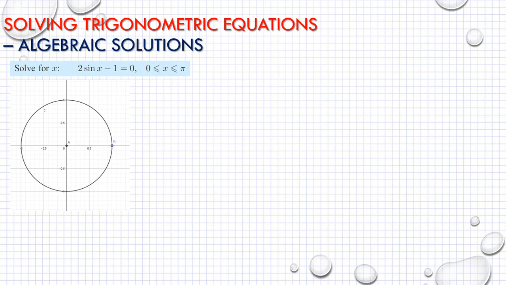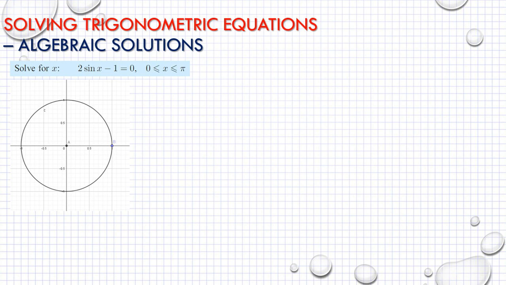Welcome back. I will be discussing algebraic solutions of trigonometric equations. For example, solve for x. We have our x from 0 to pi. That means 180 degrees.